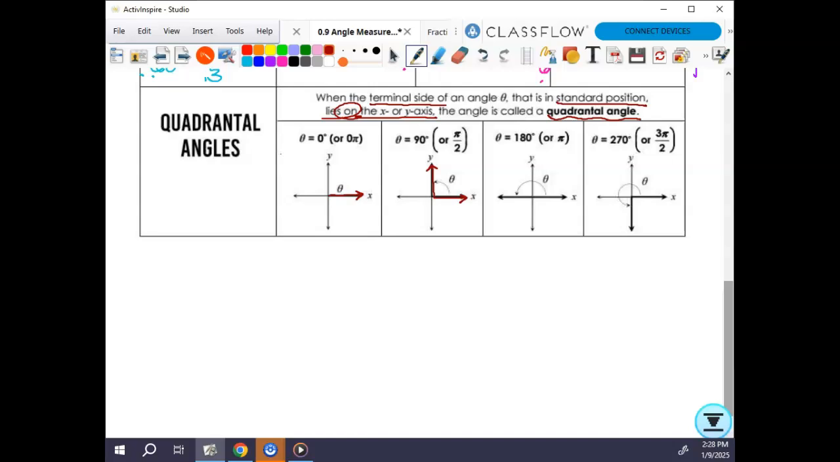Now, it does help to know not just that it's quadrantal, but that pi halves is quadrantal on the positive y-axis. Pi is quadrantal on the negative x-axis, and 3 pi halves is quadrantal on the negative y-axis. You still need to know where it is because that's going to matter, but it's not in a quadrant. Okay? What questions do you have?